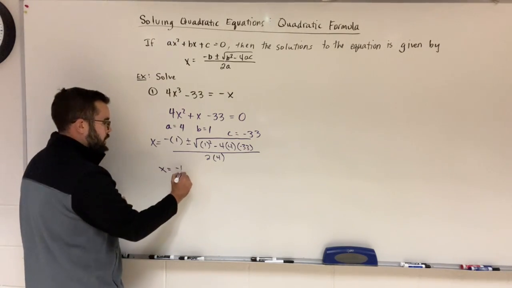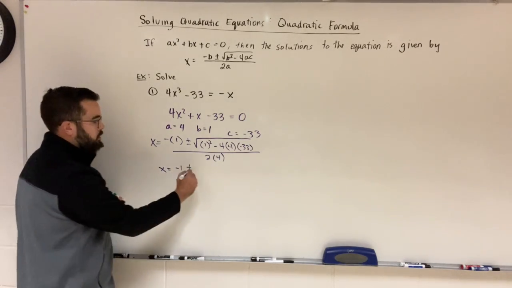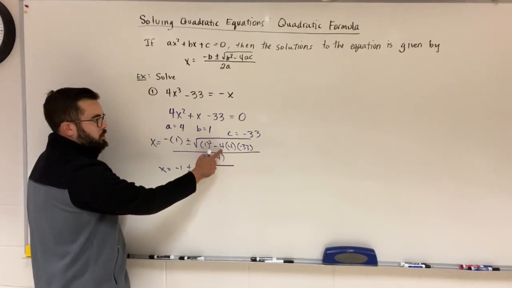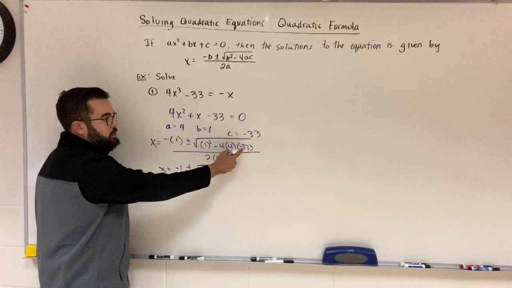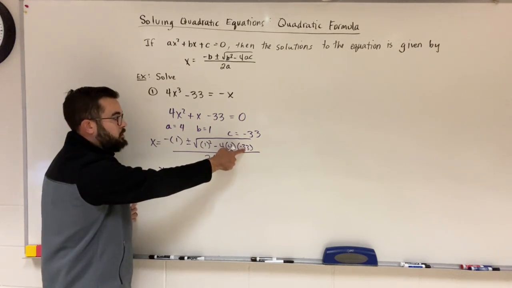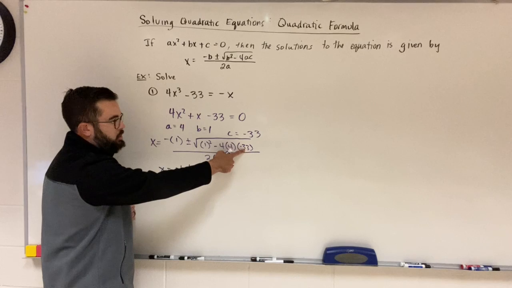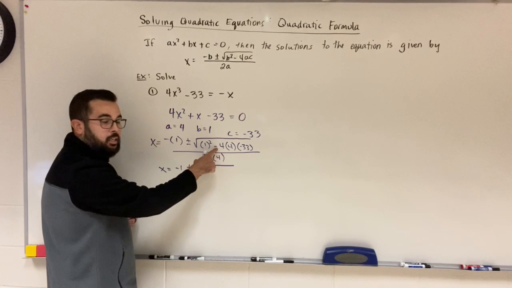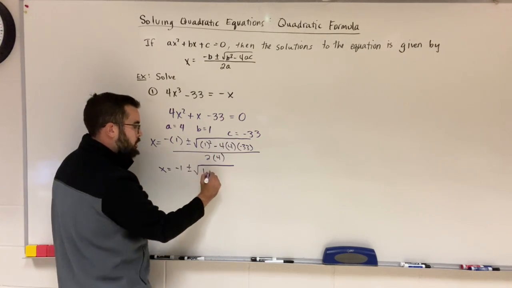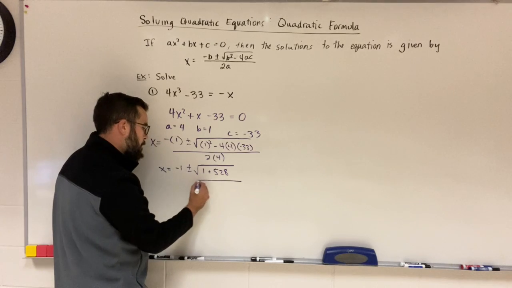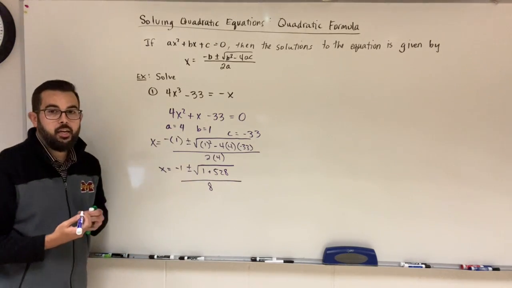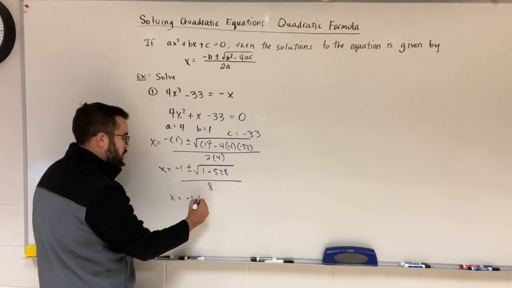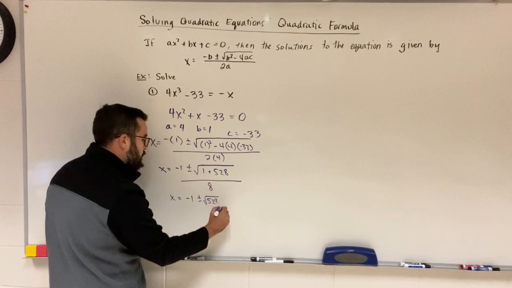Okay, so you get x equals negative 1 plus or minus the square root of 1 squared is 1, 4 times 4 is 16, times negative 33 is negative 528, and since you have a minus here, it's minus a negative 528, so that's going to be plus 528, all over 8. Okay, we got to keep simplifying. Negative 1 plus or minus the square root of 529 all over 8.